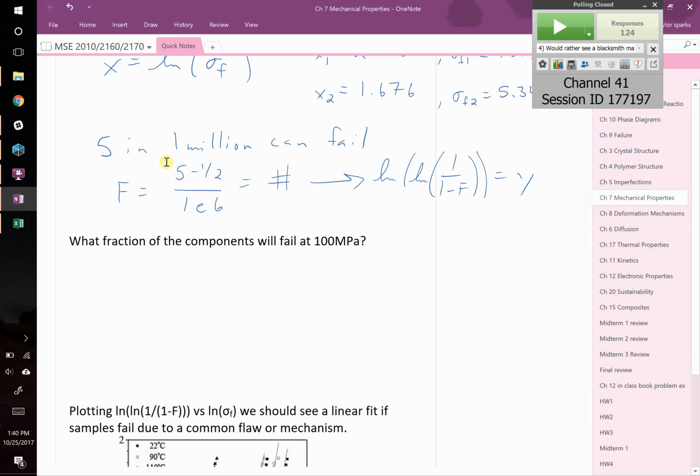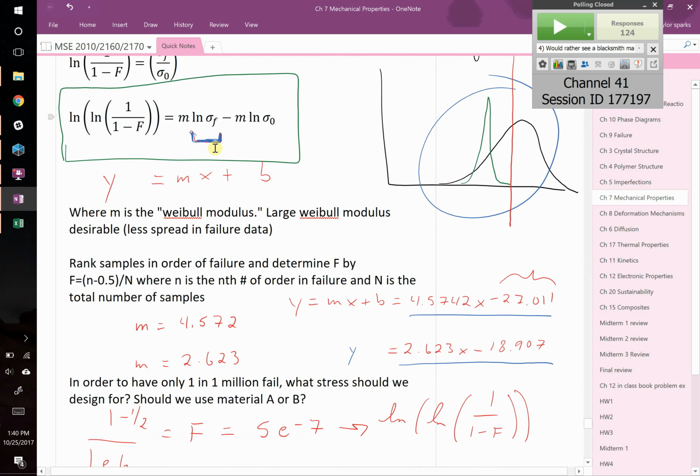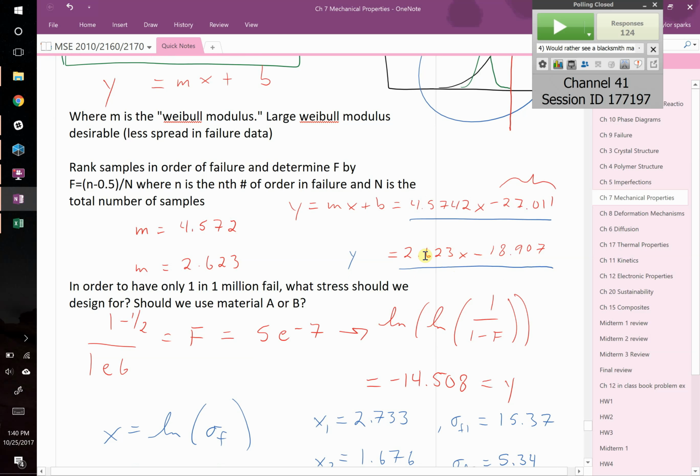In this case, you don't know what f is, right? If this is your expression, you eventually want to get to f, because from f you can get to the fraction that failed. Well, f is the fraction that failed, right? It's the percent failure. So you start with the stress, plug that in as your x value, and it's straightforward. So let's do it for this one.